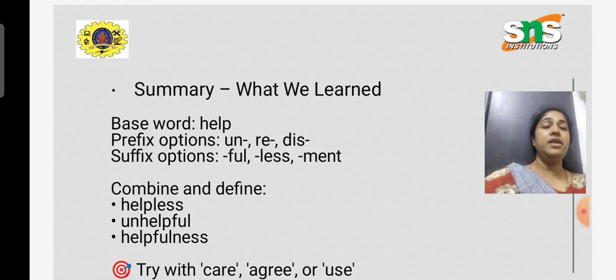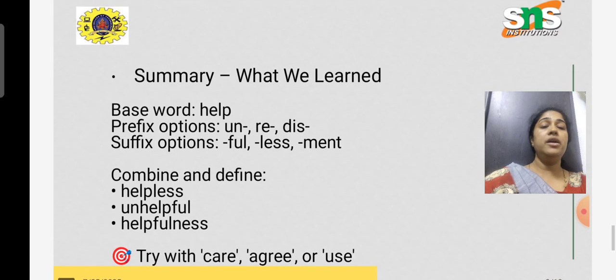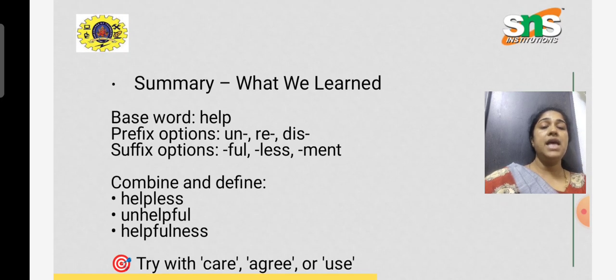Let's sum up with a summary. The base word is help, the prefix options are un and re, and the suffix options are full, less, ment. Here you are creating 3 new words: helpless, unhelpful, helpfulness. Try with care, agree, or use. Just start doing all these things. This is the design thinking structured classroom.